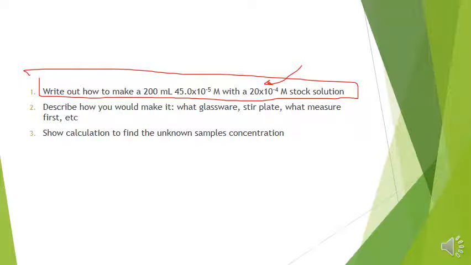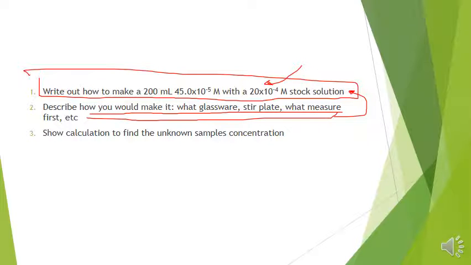What I also want you to do is tell me how you would make this solution up. Be very specific about it. I had a volumetric flask, a beaker, stir bars, pipettes, and graduated cylinders. I had one step, and then the next step, and the next step. So I want you to write that down. Show me that you paid attention to it.